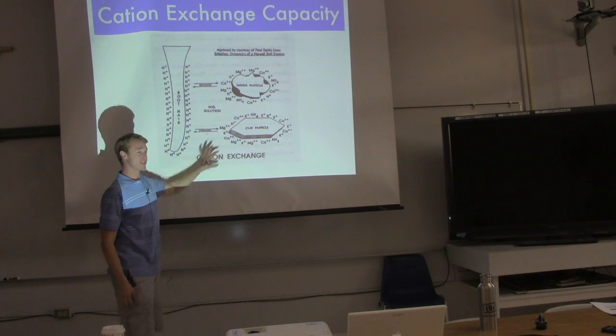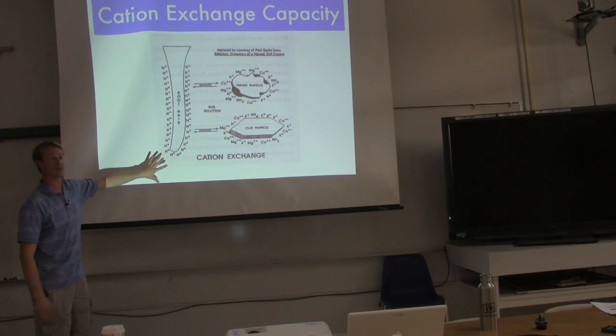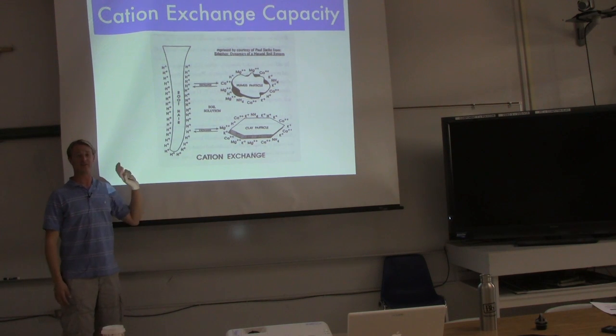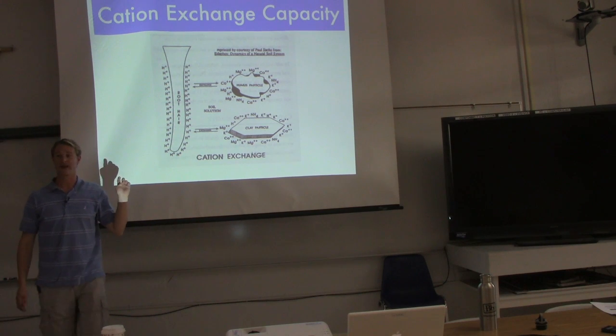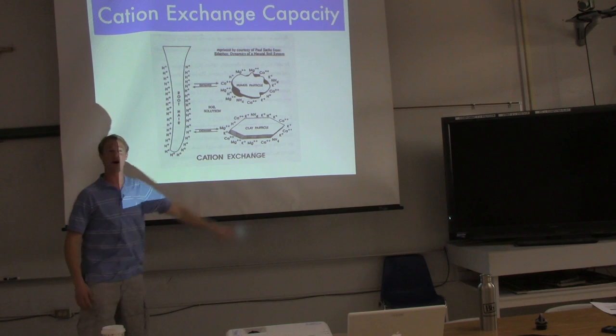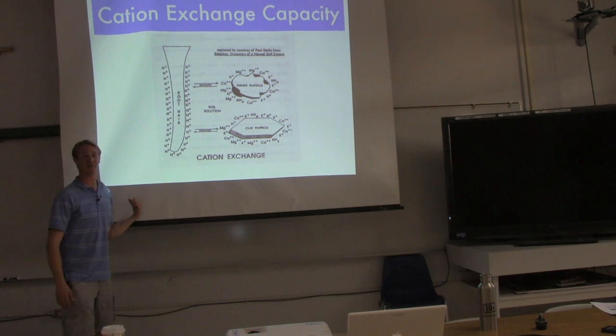So that phosphorus, which is a negatively charged anion, needs to either A, find one of those very, very few spots on a root that will pick up an anion, or that phosphorus needs to bond with another mineral in this environment to become an opposite charge. So then it can be taken up by plants.